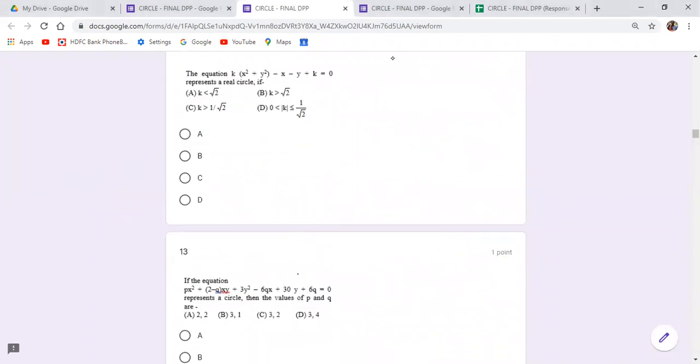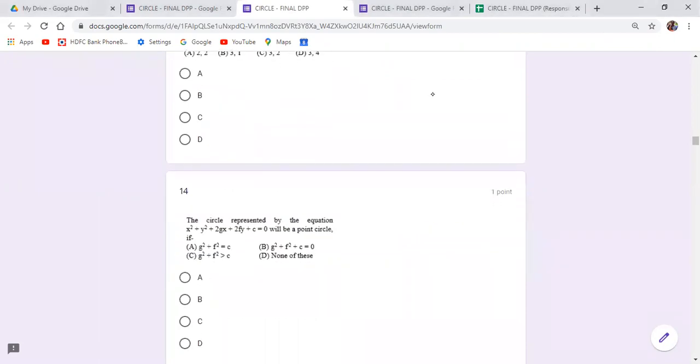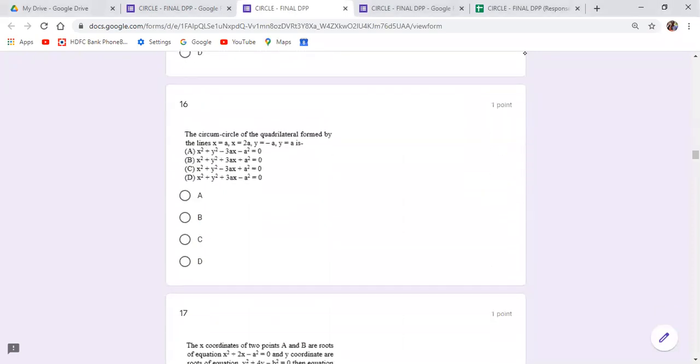Tell me after that. After 13, what is 14? After 12, 14, anybody? Yes, sir. 14. Point circle. So, sir, the radius will be 0, no? The radius of the point circle, g square plus f square minus c should be 0. So answer is A. Right? Then next.